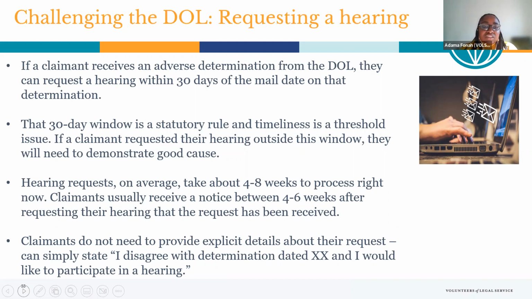And claimants do not need to provide any explicit details in their request. And we actually recommend that they don't. When they're requesting a hearing, they should simply state, I disagree with the determination and I would like to participate in a hearing. The reason why we say it's best to just keep it simple for clients is because if they get representation later on, they with their representative will come up with a plan for the hearing. And at that point, if it's different than the reasoning that they said in their request for the hearing, those two things won't match up for credibility purposes, and it's just best to keep it simple. So just letting clients know they should keep it simple when applying for the hearing.